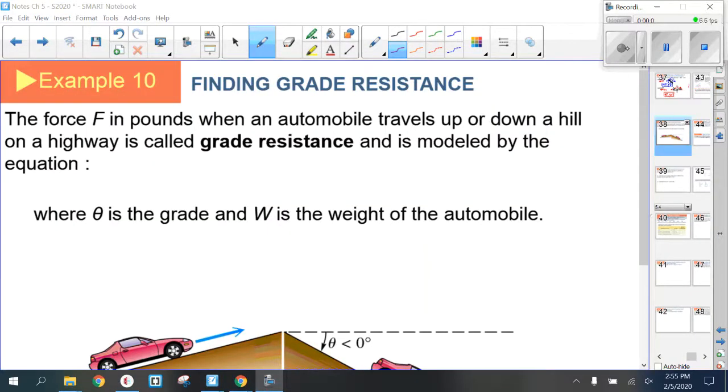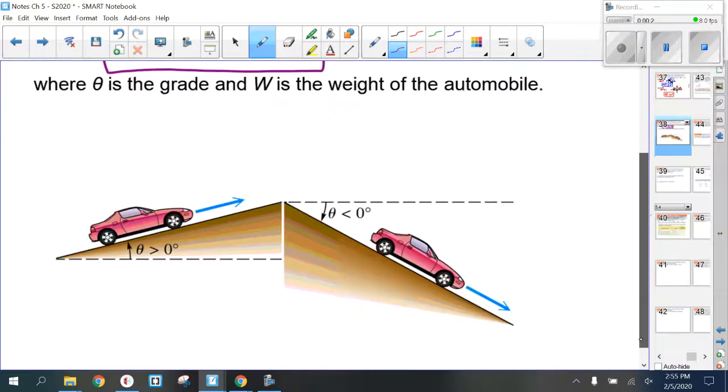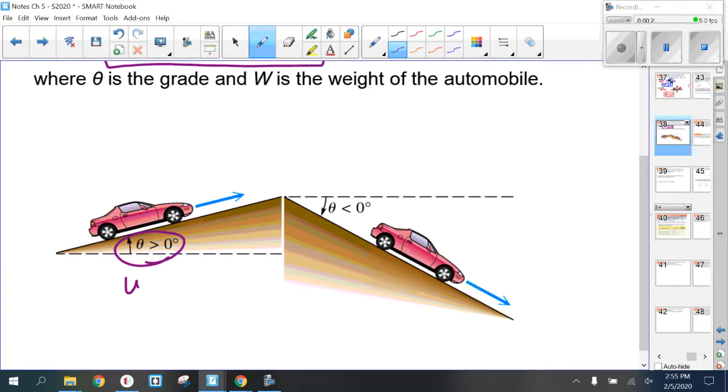Example 10, the force F in pounds when an automobile travels up or down a hill on a highway is called grade resistance and is modeled by the equation F equals W sine theta. W is the weight of the car, and theta is the angle of the hill, I guess. You should notice that when that angle is positive, we're going uphill, and when that angle is negative, we're going downhill.